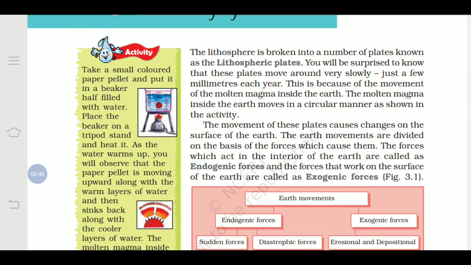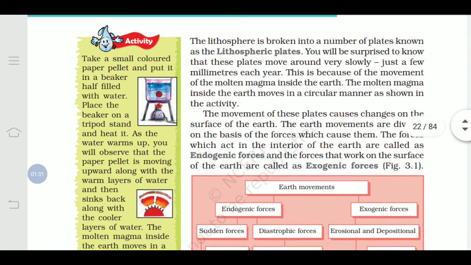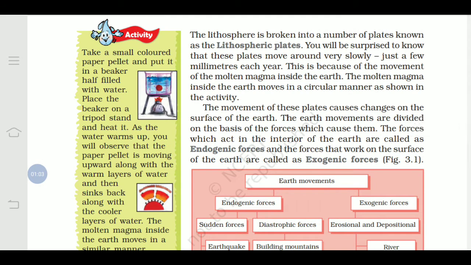This is because of the movement of the molten magma inside the earth. Now why are the lithospheric plates moving? What is the reason behind the movement? Because of the molten magma that moves inside the earth. For that reason it is moving. The molten magma inside the earth moves in a circular manner as shown in the activity.